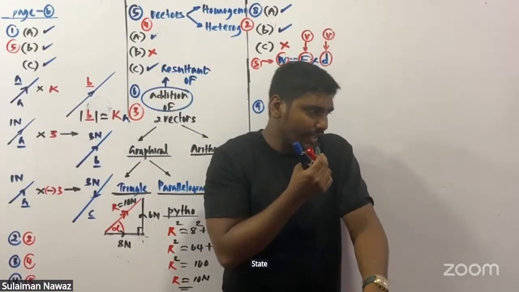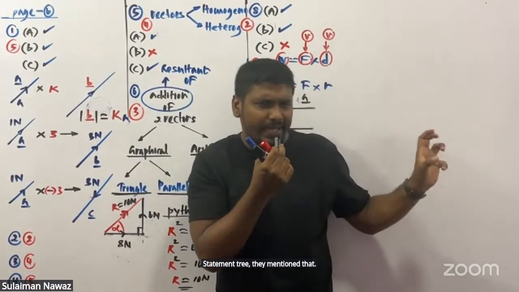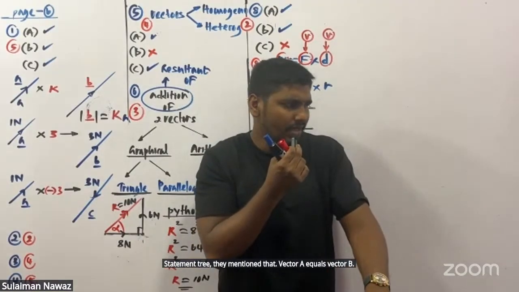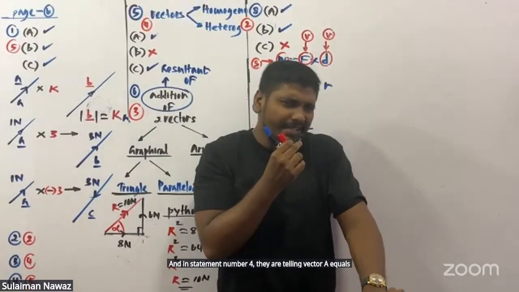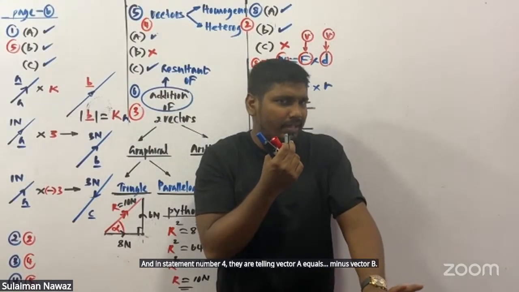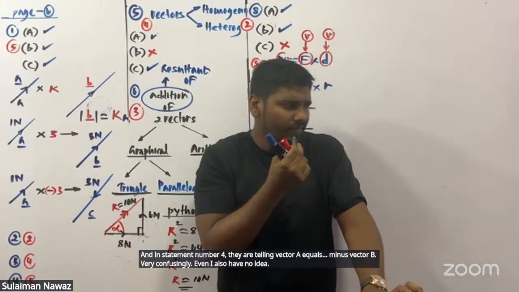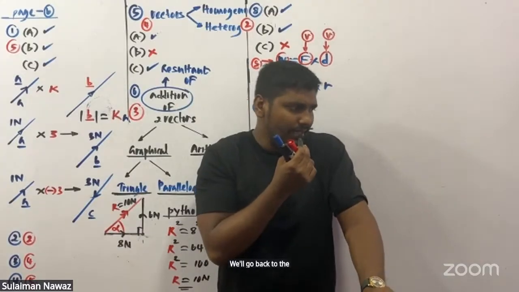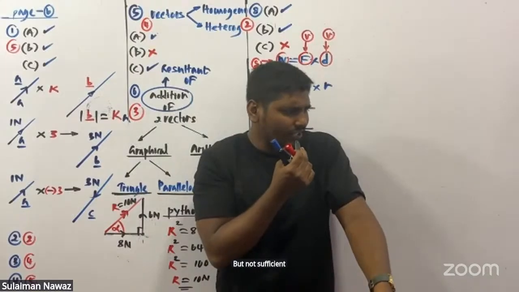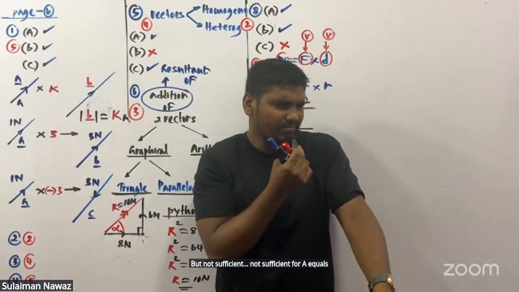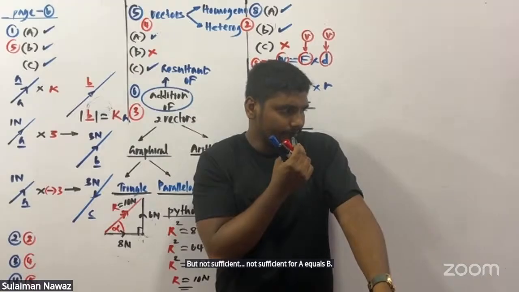Statement 3, they mentioned that vector A equals vector B. And statement number 4, they are telling vector A equals minus vector B. Very confusing. Even I also have no idea. We'll go back to statement 5. The above requirements are necessary, but not sufficient for A equals B. What are they telling?